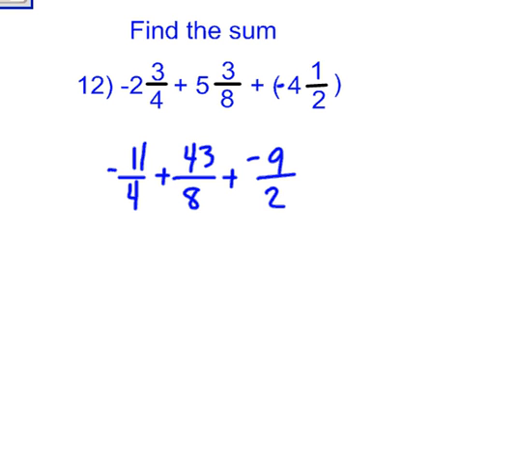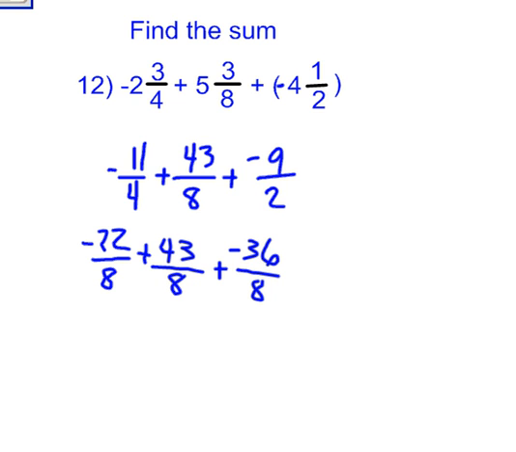Now in order to add or subtract, we have to make sure we have common denominators. So this 4, we need to turn that into an 8. So we're going to multiply everything by 2. That would give us negative 22 eighths plus 43 eighths plus, and this one we have to multiply by 4. So it would be 8 as our denominator. 9 times 4 is 36, negative 36.